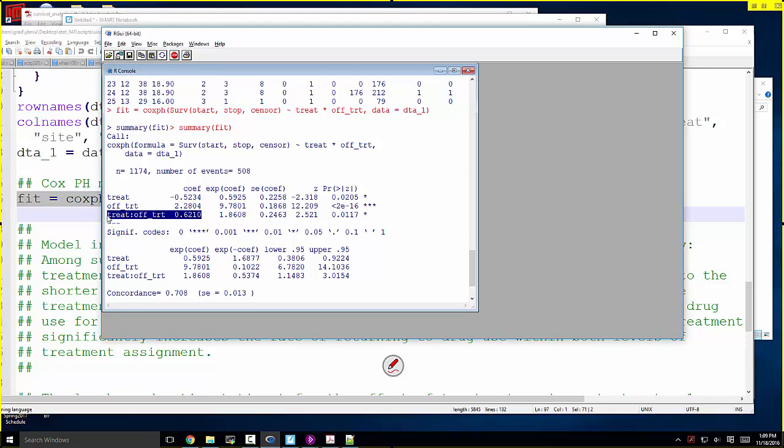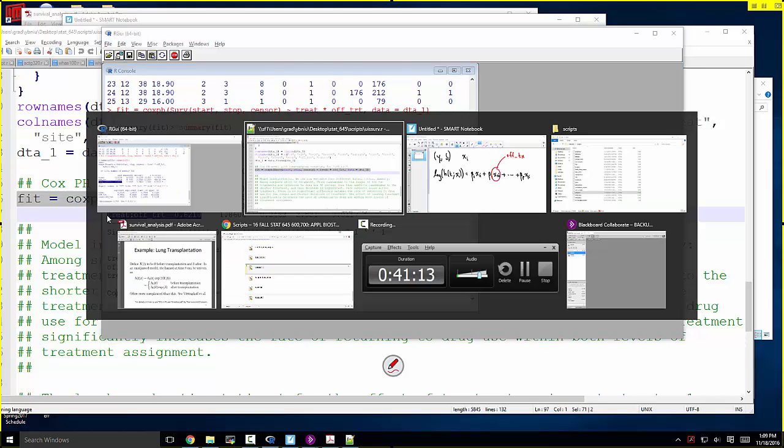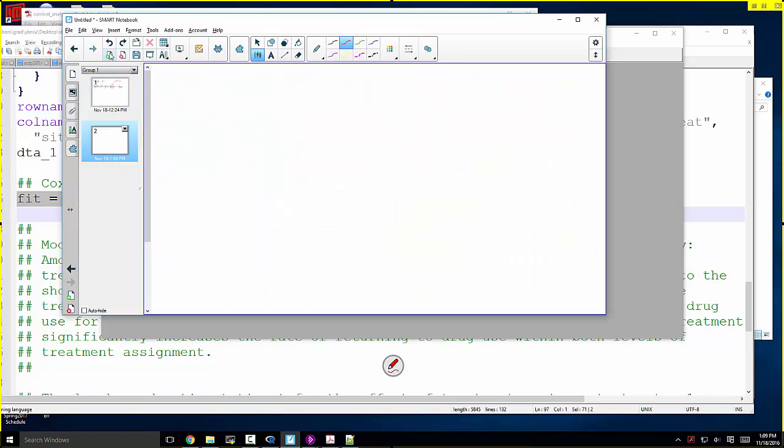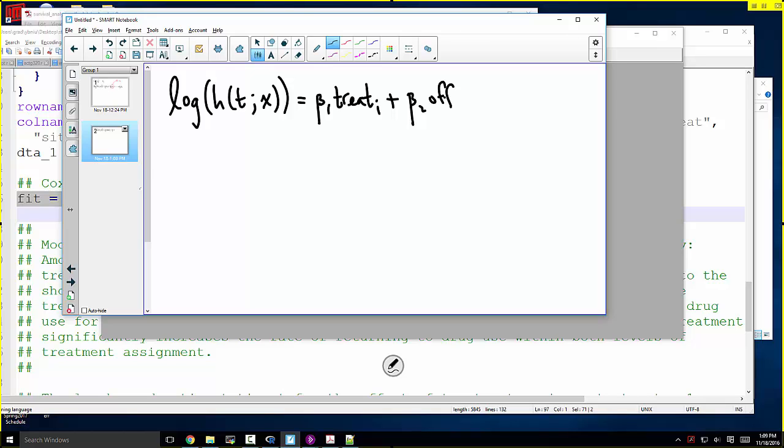let me just write down this model real quick so we're clear on what we are saying. Our model is log hazard at time t given covariates equals beta 1 times treat plus beta 2 times off treat plus beta 3 times the interaction.